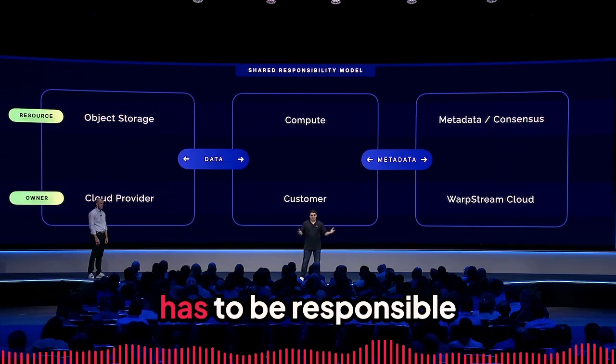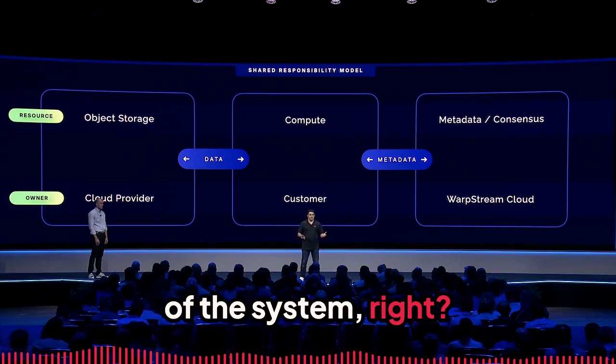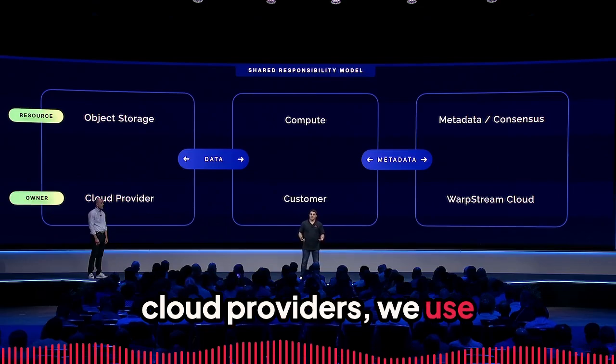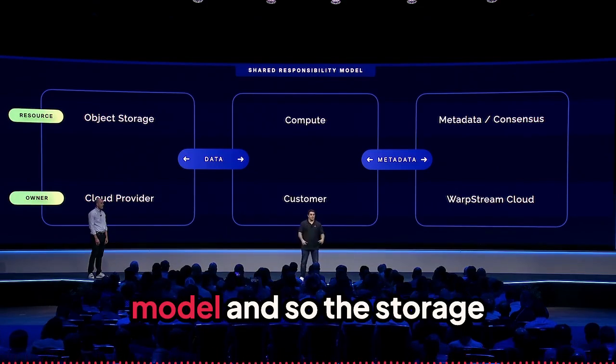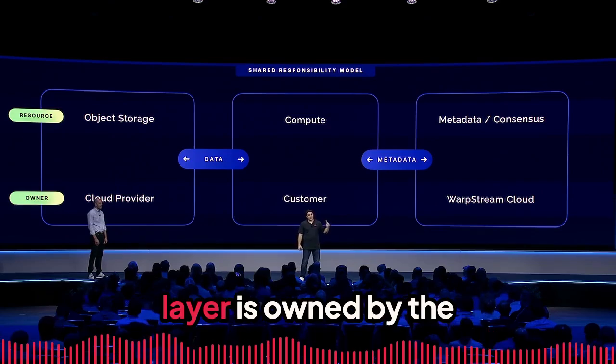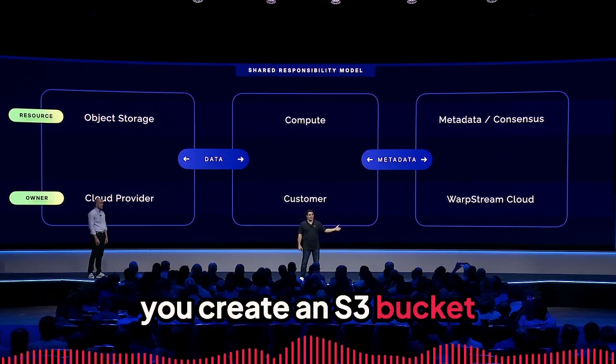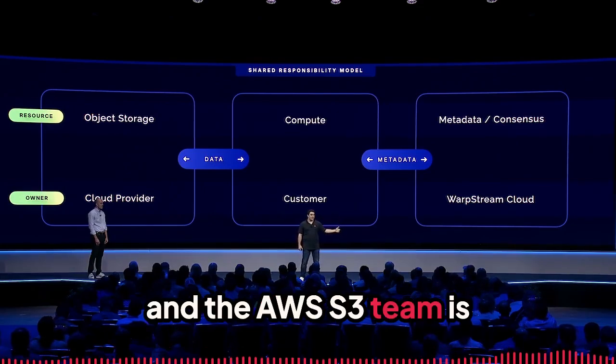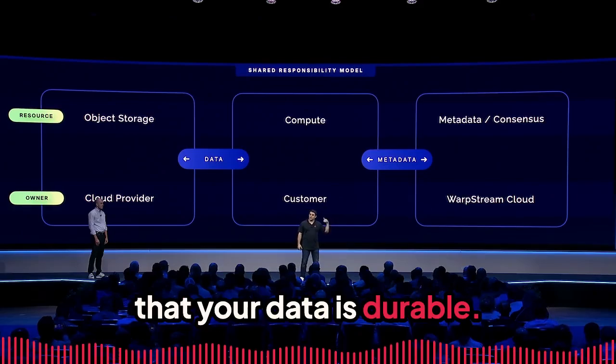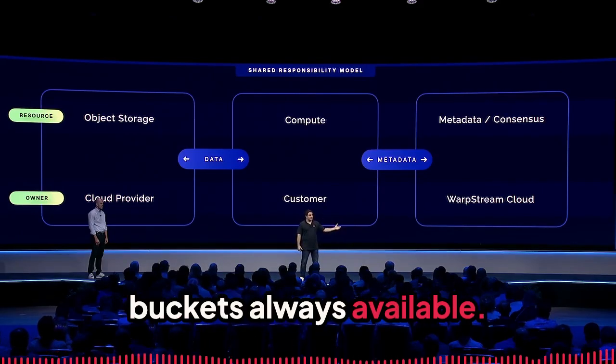Of course, someone still has to be responsible for every component of the system, right? And so similar to the cloud providers, we use the shared responsibility model. The storage layer is owned by the cloud provider. When you deploy a WarpStream cluster, you create an S3 bucket, and the AWS S3 team is responsible for making sure that your data is durable, it's replicated, and that your bucket's always available.